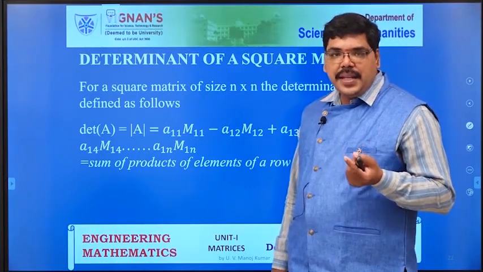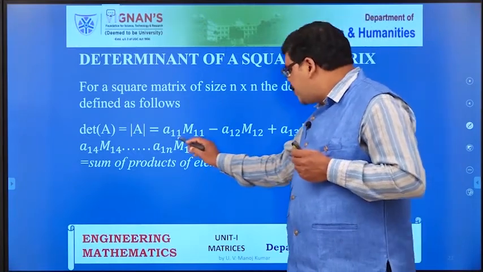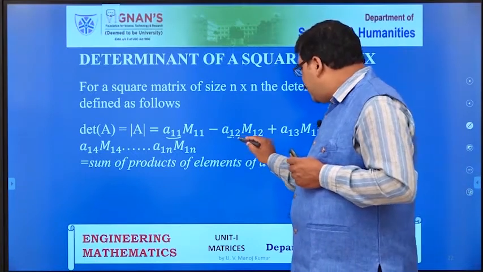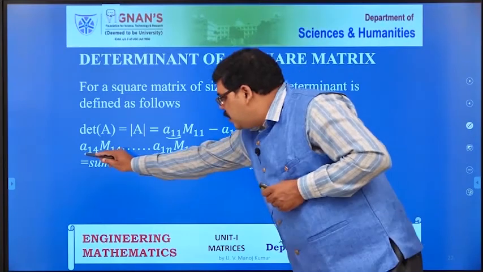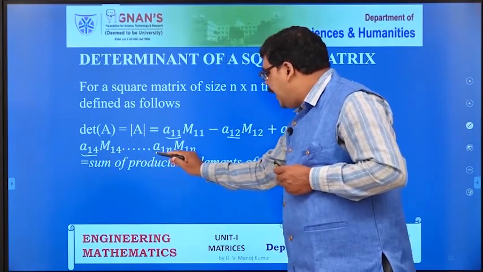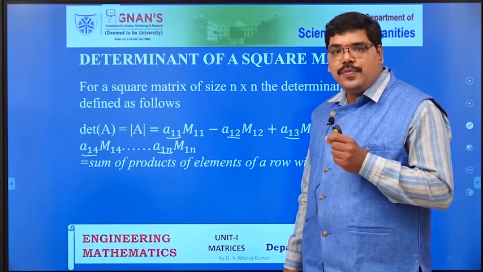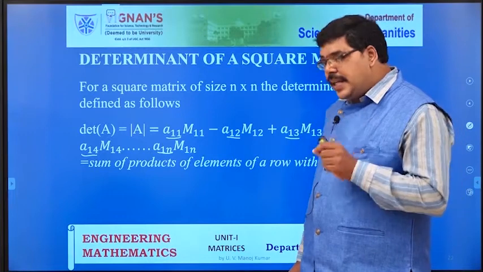Here I am considering the first row. What are the elements of the first row? The first row elements are A11, A12, A13, A14, and so on, up to A1n. All these are elements of the first row. Multiply these elements with the corresponding minors.